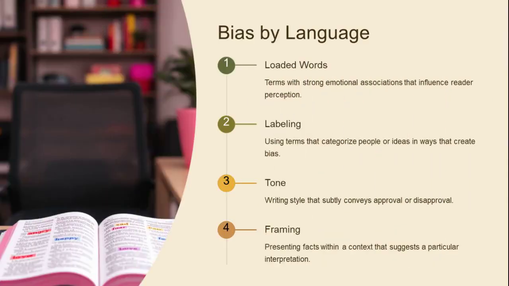Bias by language involves using loaded words, labeling, tone, and framing to influence perception. These elements can subtly convey approval or disapproval, affecting how readers interpret the news.